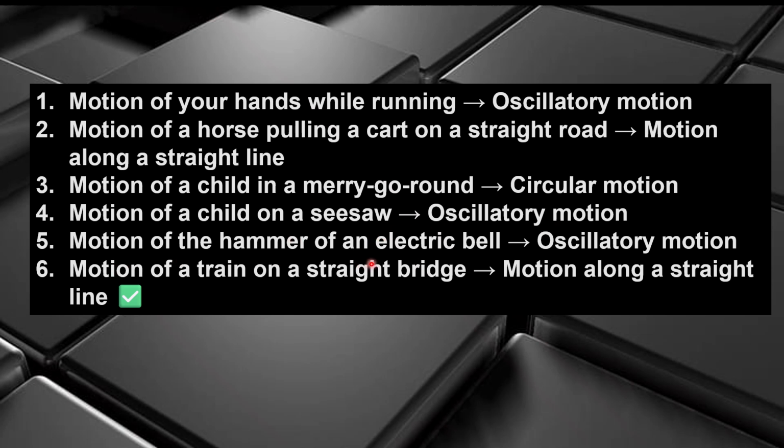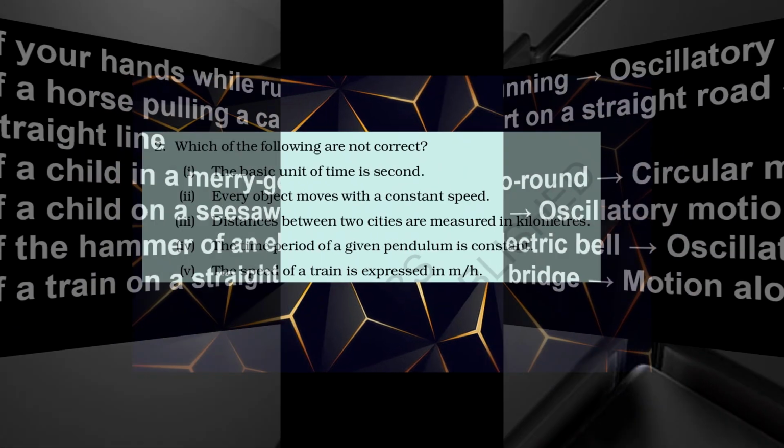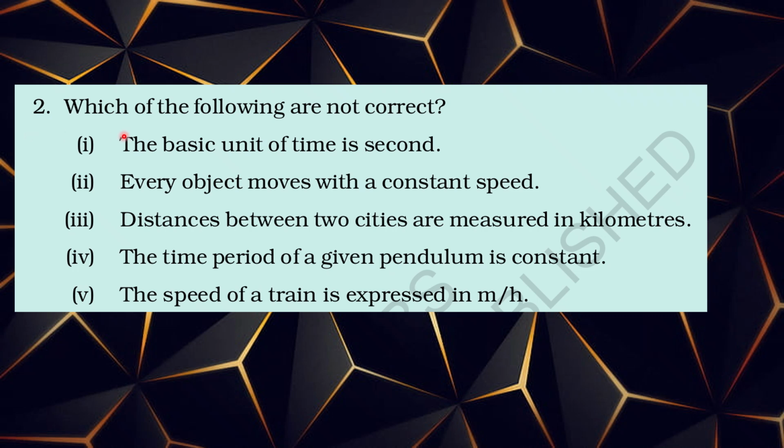Fifth one, motion of the hammer of an electric bell, oscillatory motion. Sixth, motion of a train on a straight bridge, motion along a straight line. Second, which of the following are not correct? Means which of the following are false?